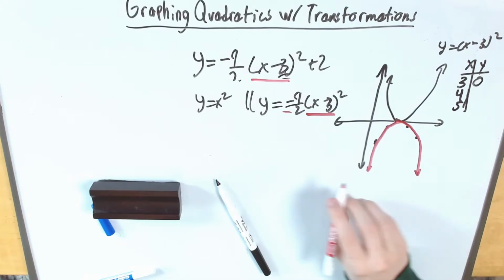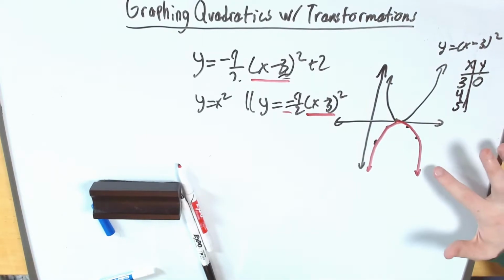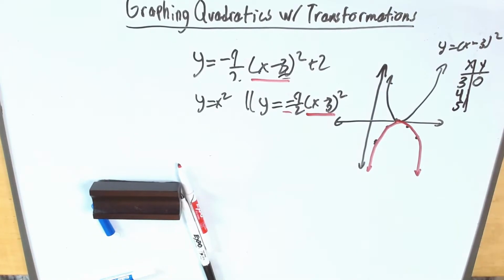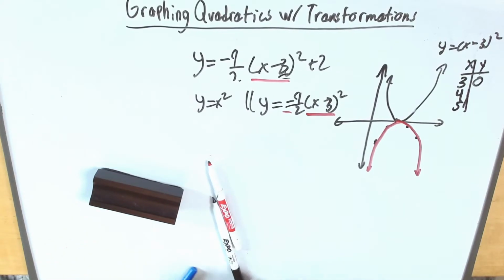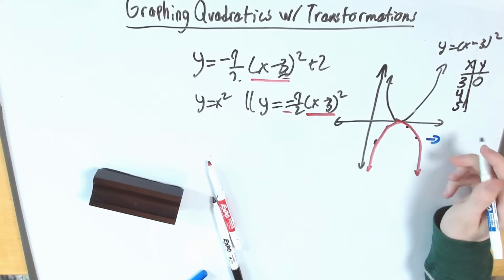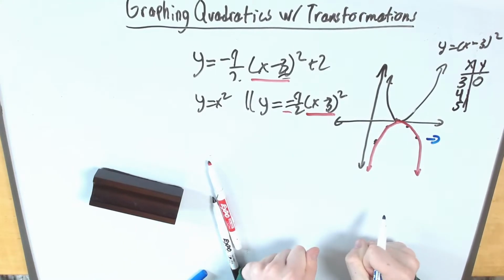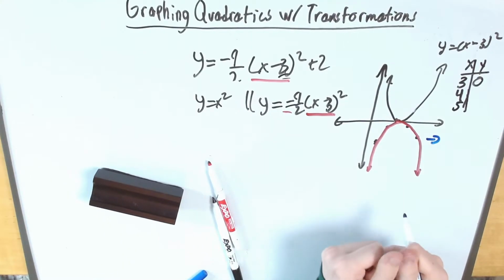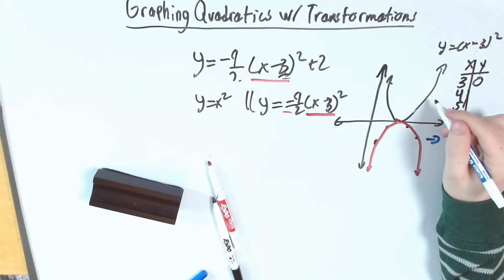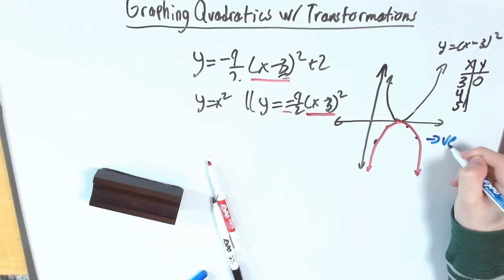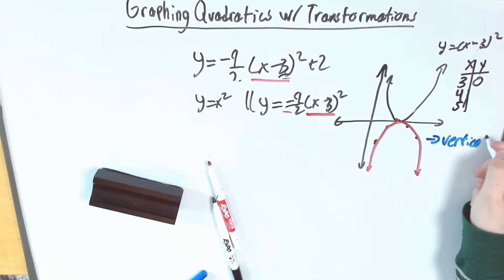I noticed an interesting phenomenon. This graph is kind of squished in comparison to this graph. And actually, we do have a word for that. We call this type of thing, where it gets squished out and becomes less and less steep in comparison to this one, a vertical compression.